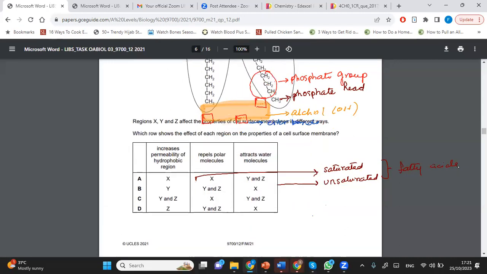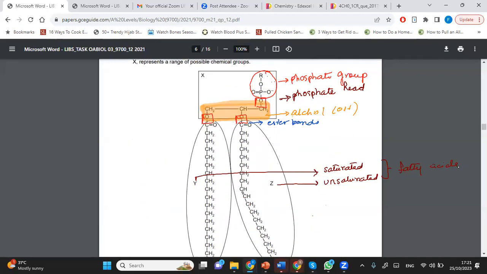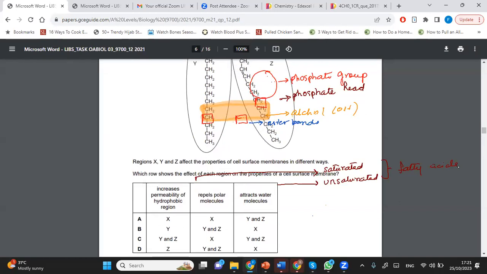Finally, they're saying attracts water molecules. Which portion attracts water molecules? X. X is going to be attracting your water molecules. So that's your phosphate head. Let's go ahead and take a look at the options that they have provided us. We said that Z is going to increase the permeability of the hydrophobic region. That corresponds to option D. Repels water molecules, both Y and Z, both the hydrophobic chains. This is also correct. And it attracts water molecules, that is X. So our answer over here is option D.